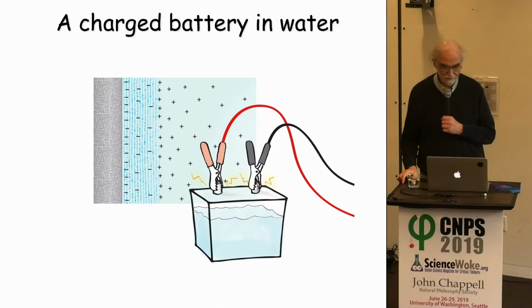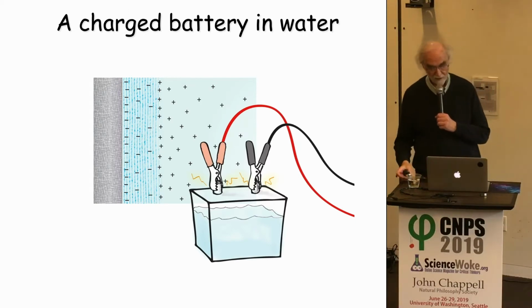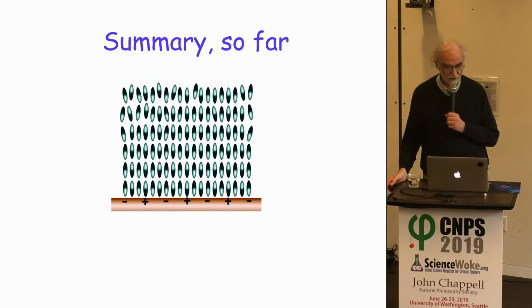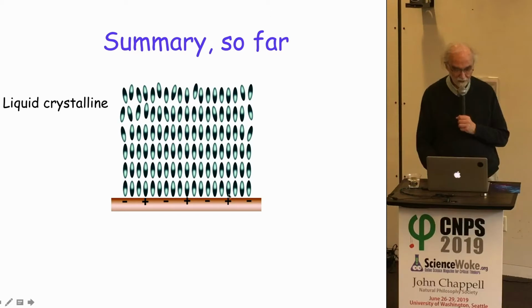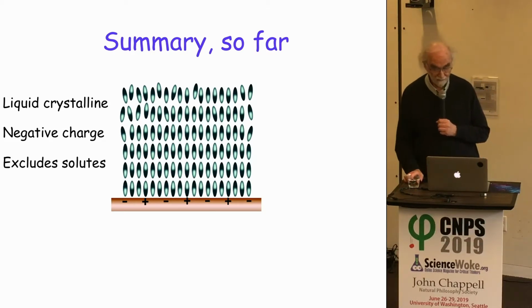Anyway, what we've discovered there is essentially a charged battery in water. We have a surface of some sort, some hydrophilic surface next to water, and this region becomes the EZ with negative charge, and there's ordinary water with lots of protons in it. It's a battery, basically. And I'll show you some applications of that battery a little bit later. So far, the summary is we have some kind of liquid crystalline water zone that exists next to hydrophilic surfaces. It's got negative charge. It's not neutral, okay? It's got negative charge. It excludes solutes profoundly.